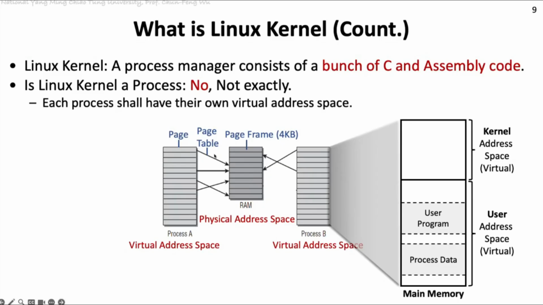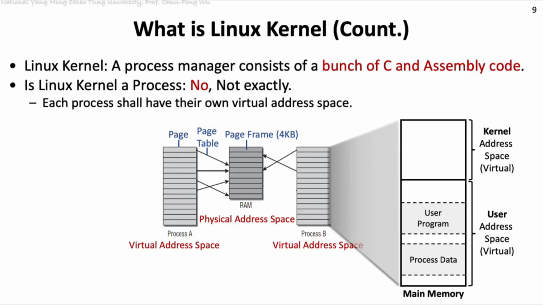So think about it: if the Linux kernel were a process, then when a user process needs a service from the Linux kernel, it needs to do a context switch, right? Because when we access another process on the same CPU, we first need to store the process context of the prior process, and then we can switch to another process. And it takes a lot of overhead.